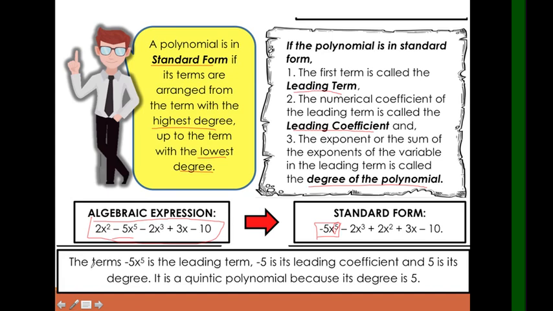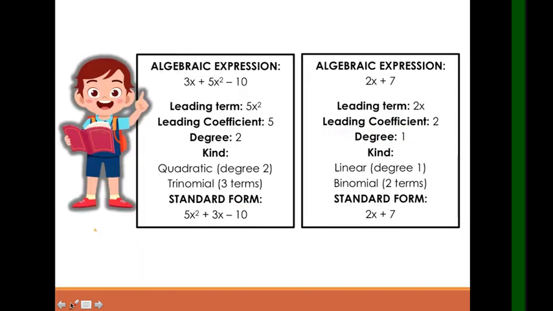minus 10. The term negative 5x quintic or raised to 5 is the leading term. Siya yung leading term. Therefore, since siya yung leading term, yung negative 5 is yung leading coefficient natin and 5 is the degree. It is a quintic polynomial because it has a degree of 5. Diba? Meron siyang degree of 5. And this one actually is a polynomial or multinomial. It's a multinomial, no? Kasi hanggang trinomial lang tayo. So, multinomial na ang tawag sa kanya. Okay? Or polynomial.